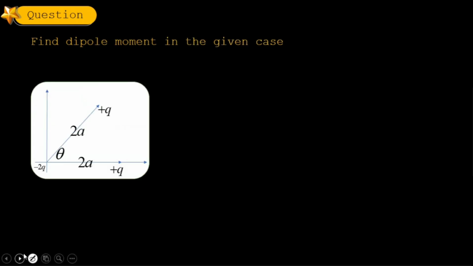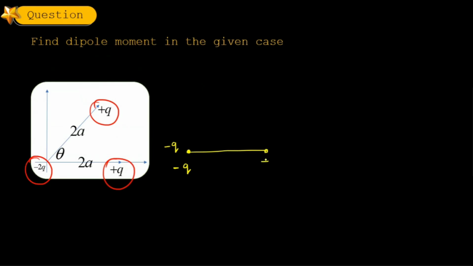Now, a different case, and here we are supposed to find out again the dipole moment of the system. In order to find the dipole moment of the system, you can see here that there are three charges. One is negative 2q, another is positive q, and another is positive q. So here, if you actually express the dipole direction, for these two charges, let me just do one thing. I just assume that there are two charges, minus q and minus q, placed here, and here there is plus q, and again there is plus q.